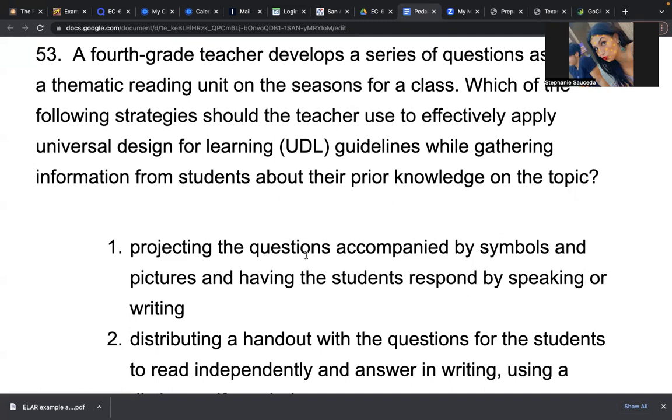It will help you gather information, giving them the option of speaking and writing, providing pictures and symbols to help illustrate some of the questions. It is helping students who are not great readers yet, giving them visuals to help clarify ideas and allowing them to respond and show what they know based on their prior knowledge. So this was a challenging question, but you guys did really good and you came out with the right answer.